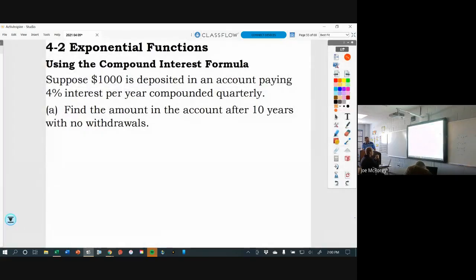Suppose we have $1,000. We find an account that pays 4%. It doesn't exist, but anyway, suppose we did. It's compounded quarterly. How much money will we have in 10 years?